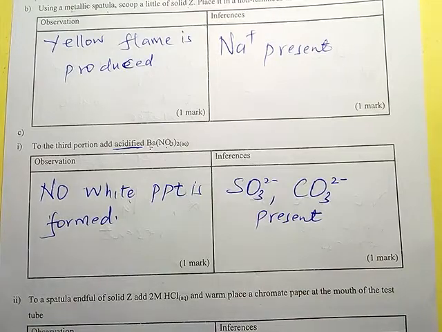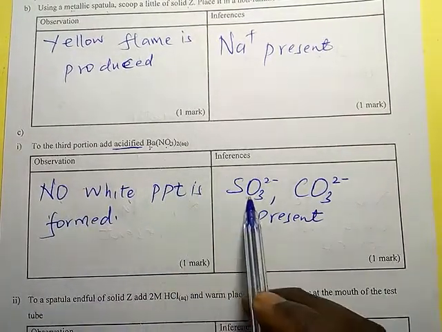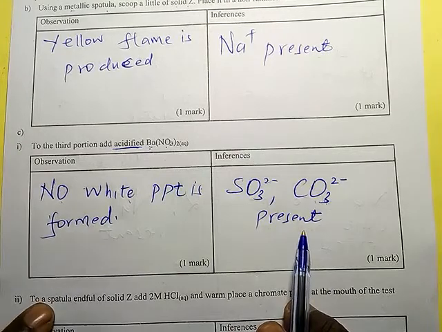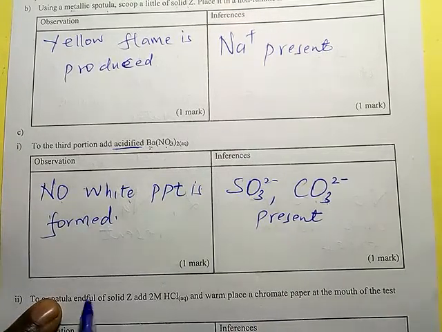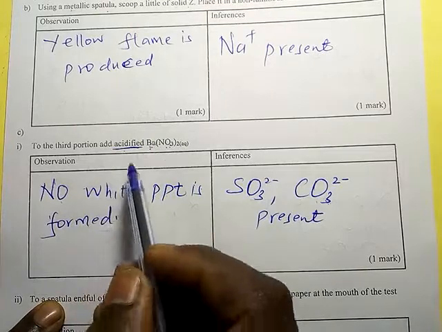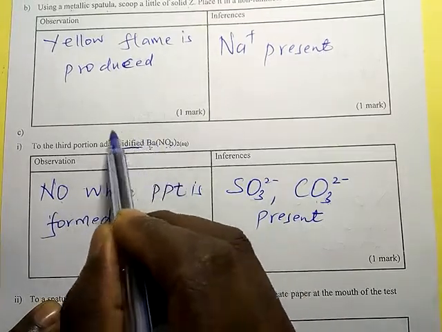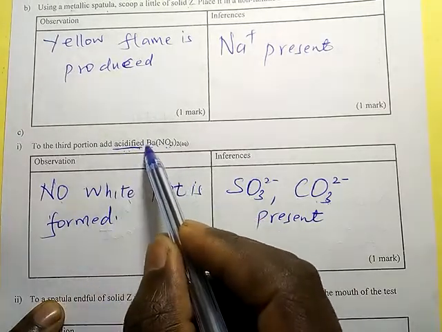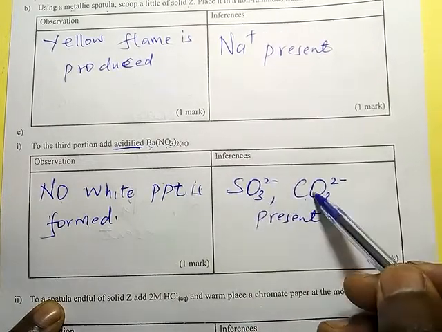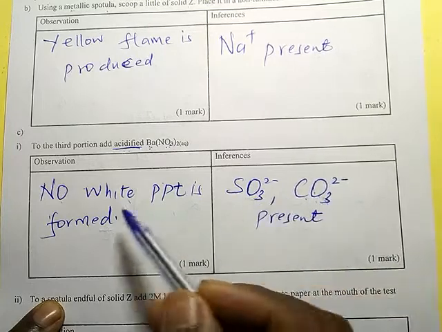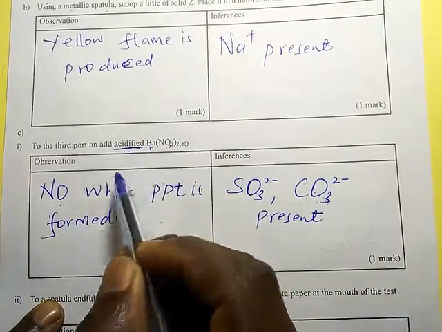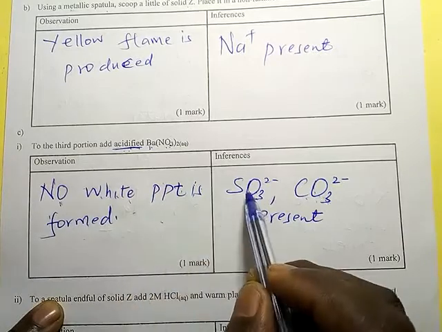Now I know you are wondering, why am I saying that no white PPT is formed and yet I'm saying that the sulfite and the carbonate is present? You have a right to be worried. Here I want to explain this. Remember, barium nitrate has been acidified. It contains an acid in it. So immediately you put barium nitrate, which contains an acid, it forms a colorless solution with this and this. Remember, the sulfite and the carbonate dissolve in the acid to form a colorless solution. So the colorless solution will not form a white precipitate, therefore it is no white PPT. So whenever you are adding barium nitrate which has been acidified, it gives you no white PPT. It means this and this are present.